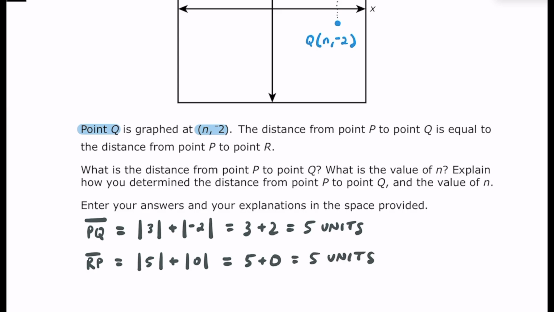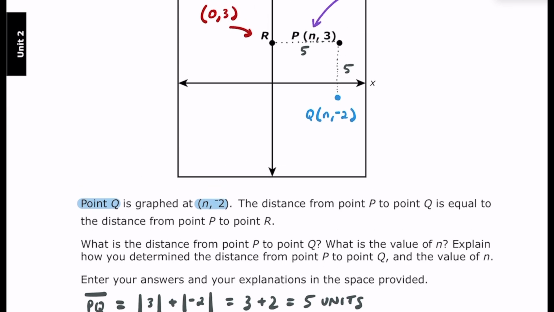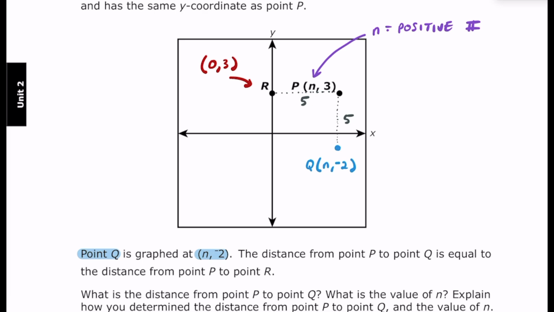And if that's the case, we're able to say that n does have to equal 5 here, right? If this number here would be 5, then this number here would also have to be 5. And that kind of makes sense. If this is (5, 3) and this is (0, 3), they're 5 units apart. If this is (5, 3) and (5, -2), they're still 5 units apart here.